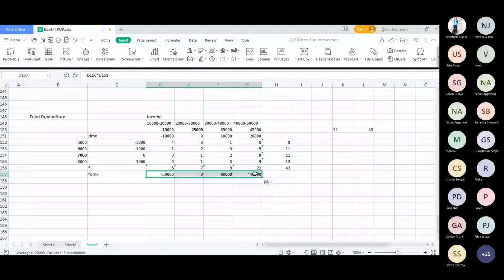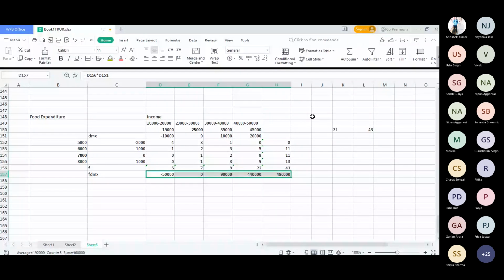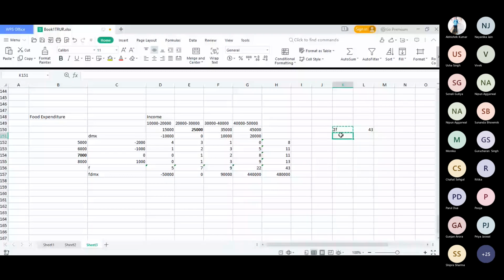Now next you want the summation of this. Sum of f dmx we have calculated, now you want the summation of the same. If we make the sum of this, the value comes out to be 4,80,000. So 4,80,000 will be the value of summation f dmx.